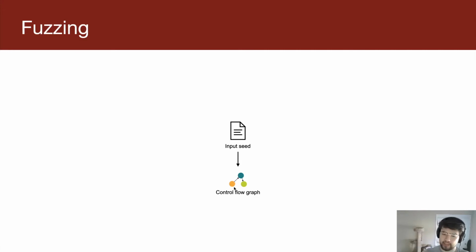That's like the path that it took through your program. It went through this if statement, this function, and so on, and you just write that down. You say, okay, this is what my program did. It went through this sequence of operations. Now let's try to take this input and mutate it.